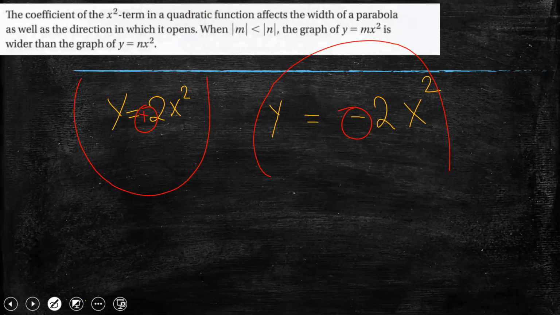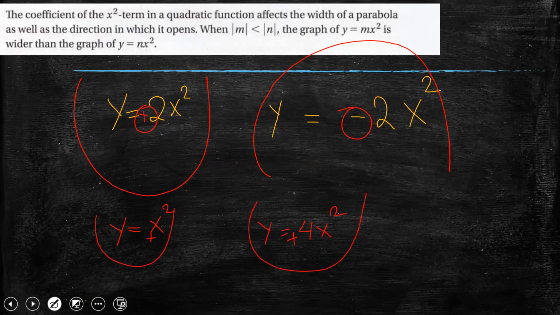Now we will talk about the magnitude of the coefficient. If the magnitude of the coefficient is a greater number, it doesn't have the same graph. If y is equal to x squared and y equal 4x squared, both of them are positive, so both of them will open upward, but do they have the same shape? Do they have exactly the same U-curve? No. No.